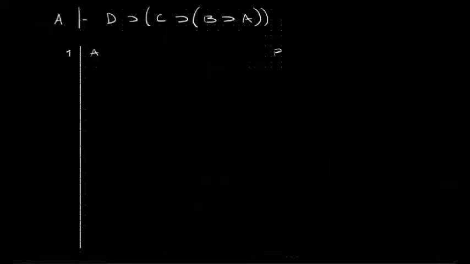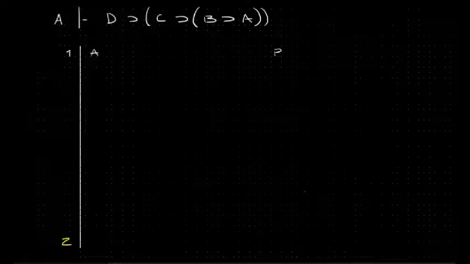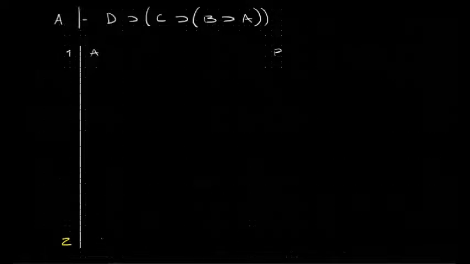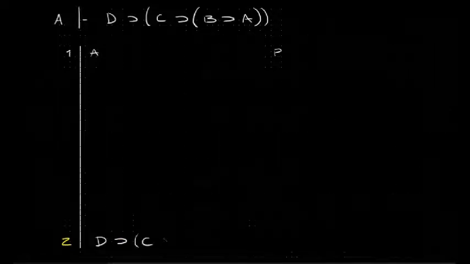Okay, so let's look at another example. We can introduce more than one subproof, and we can have a subproof within a subproof. So to demonstrate that, let's look at this particular sequence. A, therefore D, then C, then B, then A. So again, at the bottom, Z, I'm going to write our conclusion. D, then C, then B, then A.